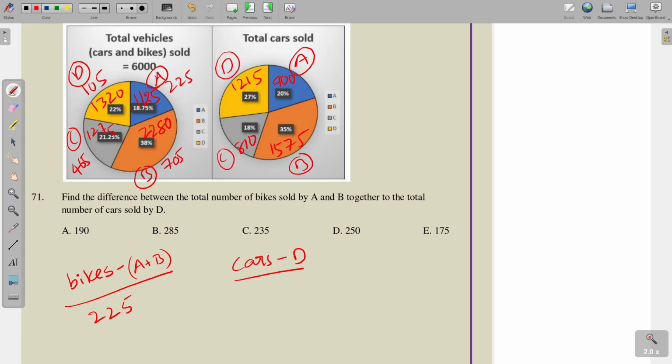Now cars of D is 1215. Bikes of A is 225, bikes of B is 705. Total it is 930. And cars of D is 1215. So the difference between these two is 285. This is the answer for this question. Next.